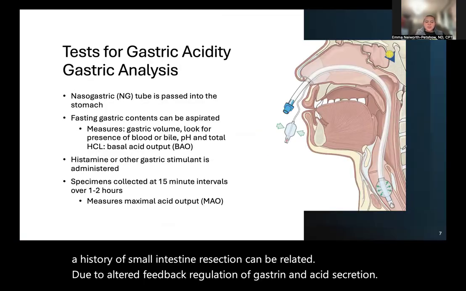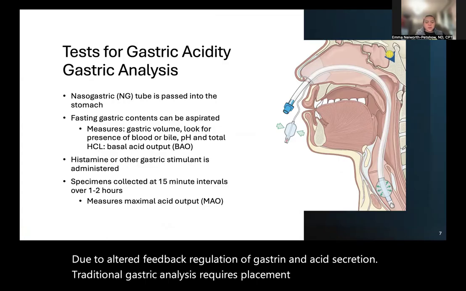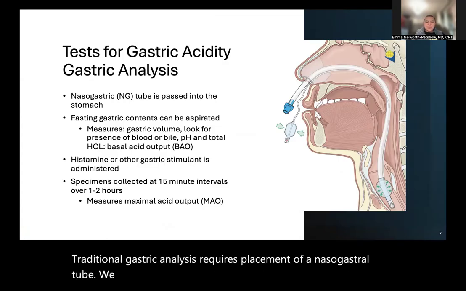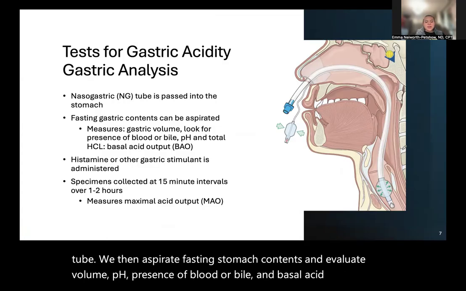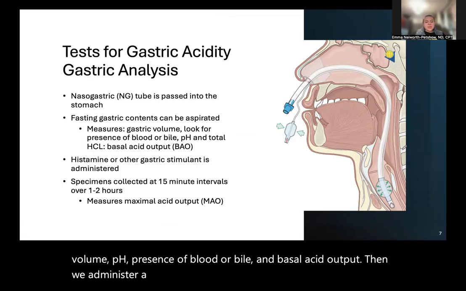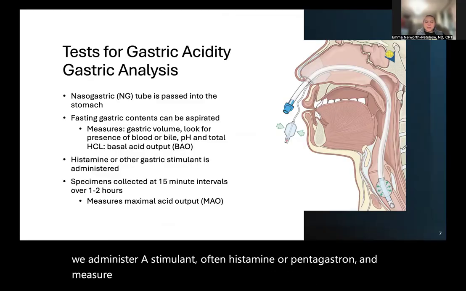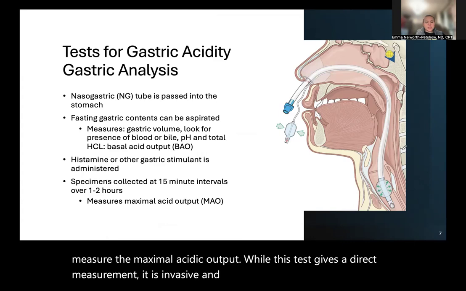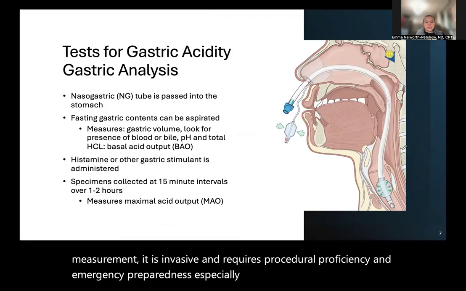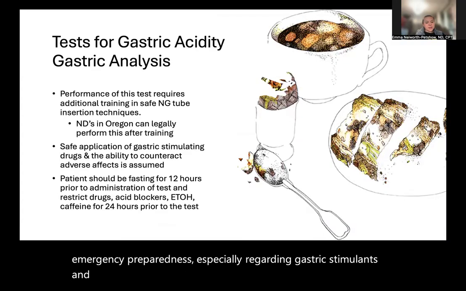Traditional gastric analysis requires placement of a nasogastric tube. We then aspirate fasting stomach contents and evaluate volume, pH, presence of blood or bile, and basal acid output. Then we administer a stimulant, often histamine or pentagastrin, and measure the maximal acidic output. While this test gives a direct measurement, it is invasive and requires procedural proficiency and emergency preparedness, especially regarding gastric stimulants and possible adverse reactions.